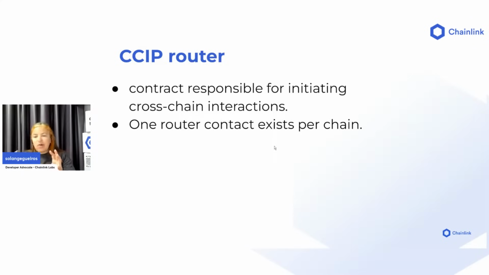And all of this happens using a smart contract that Chainlink deployed in each chain, the CCIP router. This contract, the CCIP router, is responsible for initiating the cross-chain interaction. And there exists only one router per chain.